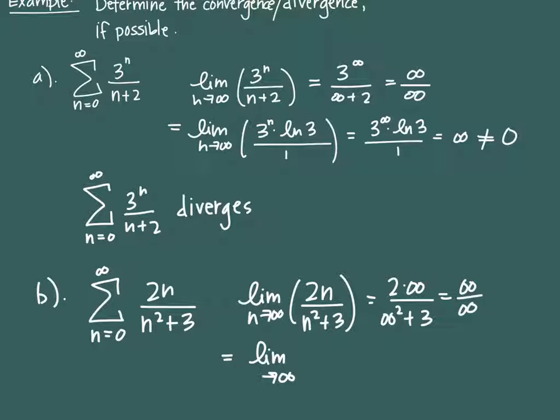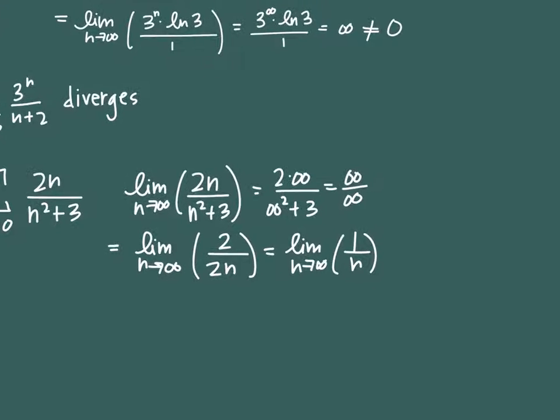Okay, all right, so then the derivative of 2n, okay, 2 over 2n, which reduced is 1 over n, which when I substitute is 1 over infinity, which when I evaluate is 0. So this limit did come out to be 0.